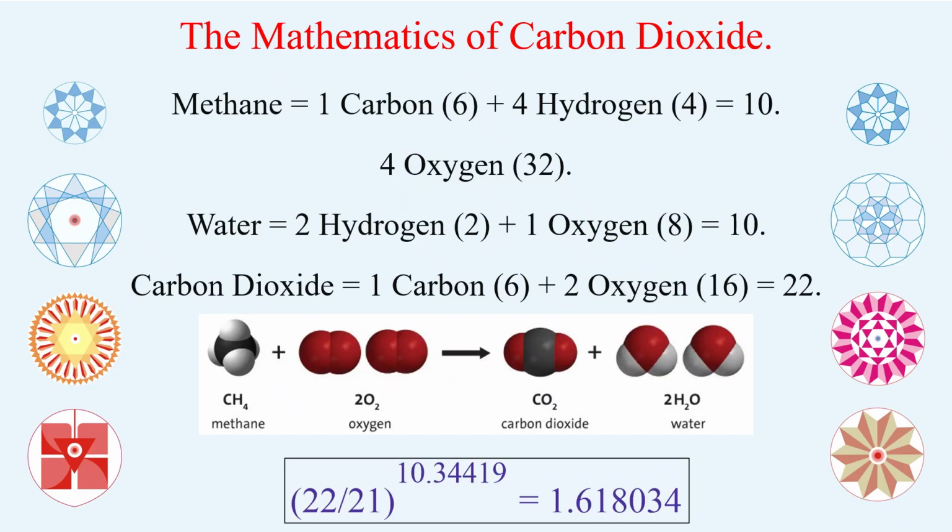Now, the mathematics of carbon dioxide: as I told you, methane has 10, oxygen 4, water 10, and you can see the formula. Methane plus 2 oxygen unite to form carbon dioxide and 2 molecules of water. Once this formula is understood, you know the basic elementary inorganic chemistry, which is absolutely essential. This again centers around 22 and 10 by and large.